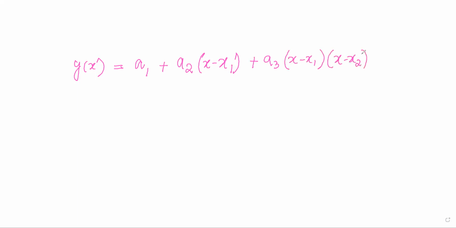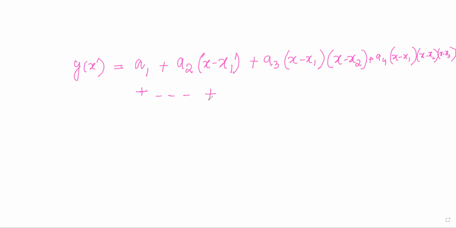So what Newton's forward difference interpolation formula says is, let y of x be equal to a1 plus a2 into (x minus x1) plus a3 into (x minus x1) into (x minus x2) plus a4 into (x minus x1) into (x minus x2) into (x minus x3) plus a5, and so on.